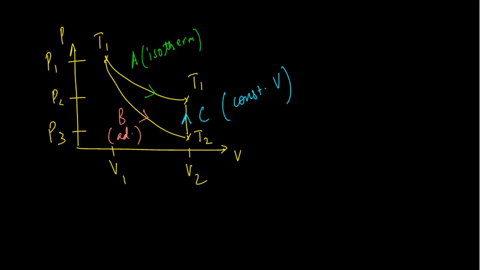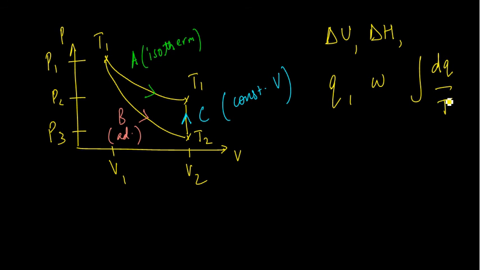And what we'll do is to calculate a few quantities such as delta U, delta H, Q, W, and I'll introduce another quantity over here, dQ by T. Okay. So all these processes which we are dealing with are reversible and for ideal gases. Okay. Number of moles are fixed. It's a closed system.